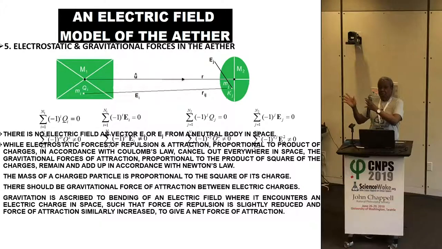Maybe the field will open up when it meets a similar charge, reducing the force of repulsion. And the field may close up a little bit, increasing the force of attraction. The net result is gravitational force of attraction. And the beauty of this assumption is that it automatically maintains the inverse square relation of the force of gravity between bodies. So the electric field model of the ether also explains gravitation.